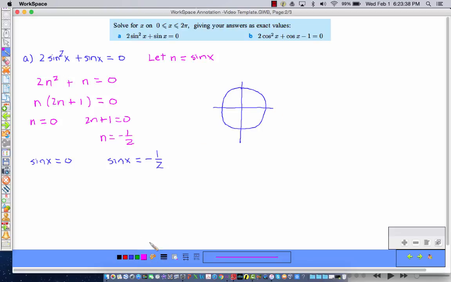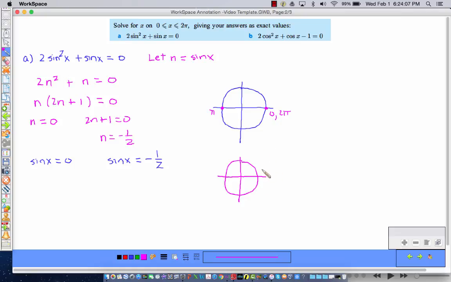So we're asking ourselves, where does sine equal 0? Well, sine equals 0 at pi, and then again at 2 pi. Don't forget the 2 pi, because 2 pi is included in the domain. And then I'll draw another one so it doesn't get crowded to see where sine is equal to -1/2.